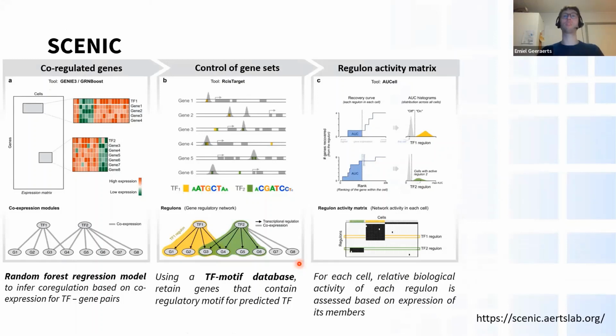It again creates a regulon activity matrix. For each regulon, it will check in each cell how active this regulon is. This activity corresponds to the joint expression of all the genes in those regulons. If you do this for all genes and all regulons, you get, again, a matrix quite similar to the count matrix, with the cells as rows and the regulon activity scores as columns.